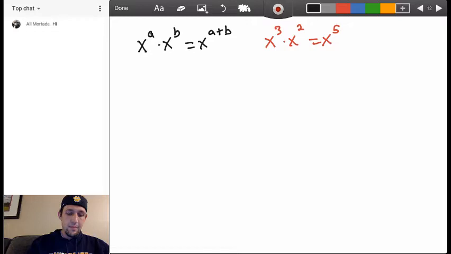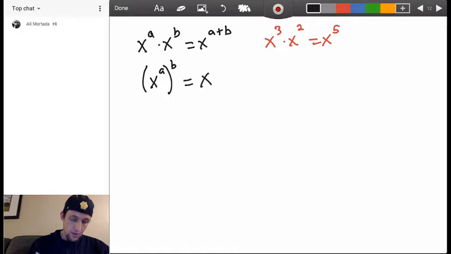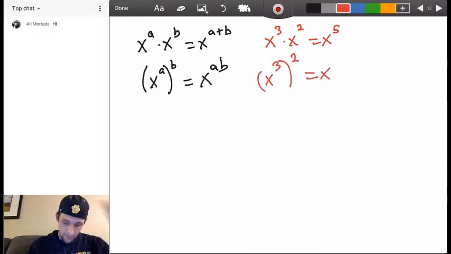Then we'll go to the power of a power rule. x to the a to the b power equals x to the ab. This is the one that says when you have an exponent raised to another exponent, you multiply them. So an example there would be x to the third to the second equals x to the sixth.